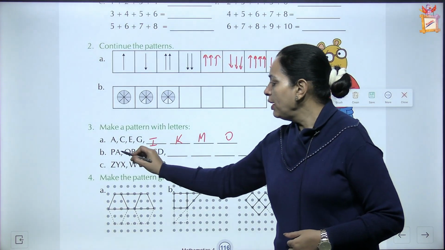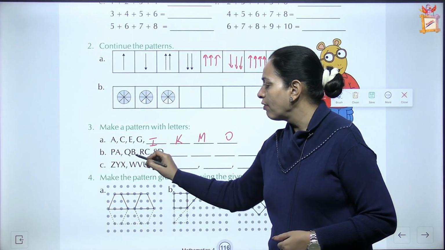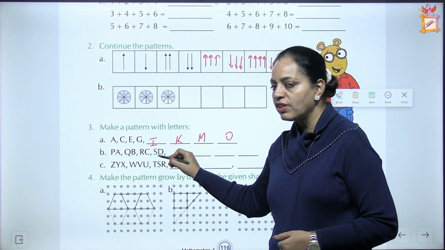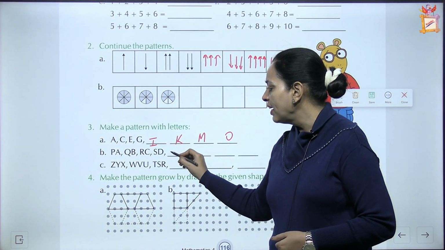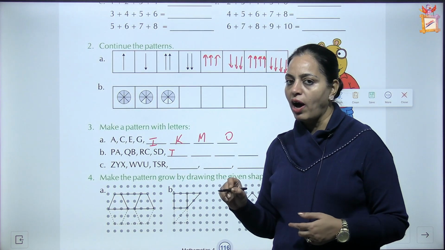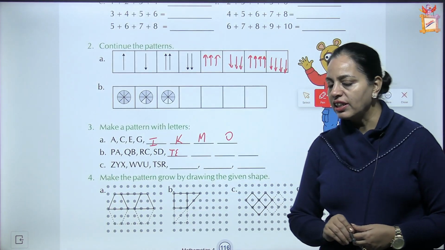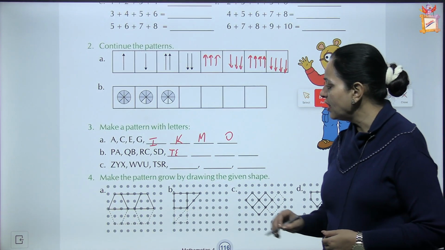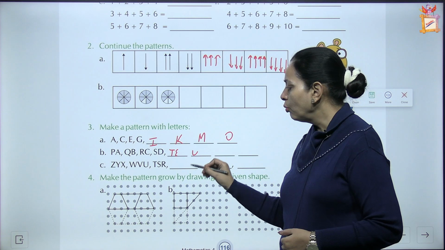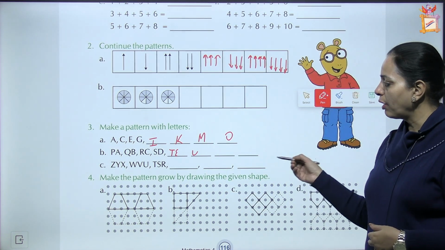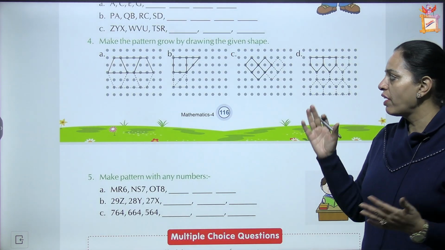So here P Q R S, first letter P Q R S, it means next is T. P Q R S T, A B C D E, ऐसे चलते जाएंगे. P Q R S T U, like this. Okay, you can complete it. Now similarly you can try the remaining parts.